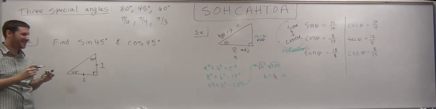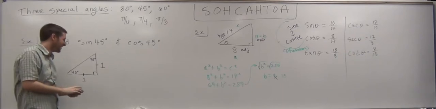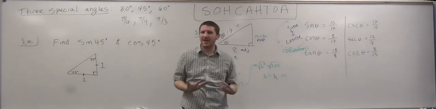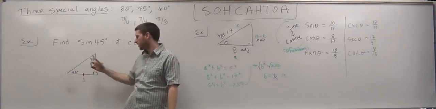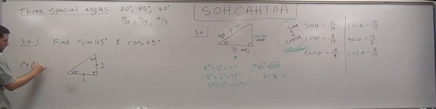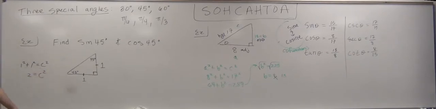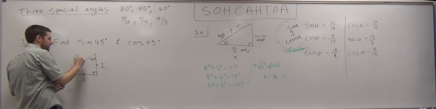What do you have to do? Do the Pythagorean theorem. A squared plus b squared equals c squared. 1 squared plus 1 squared equals c squared. So 1 plus 1, 2 equals c squared. So c is equal to root 2. Plus or minus, but we're just going to take the positive because it's an actual side length. So once we pick this, this is determined.